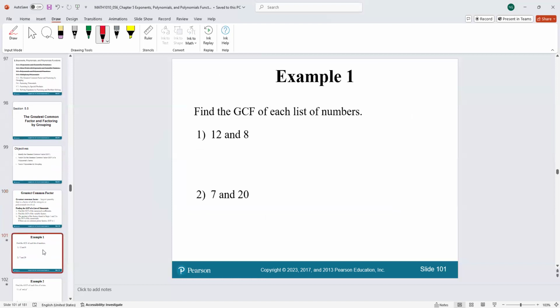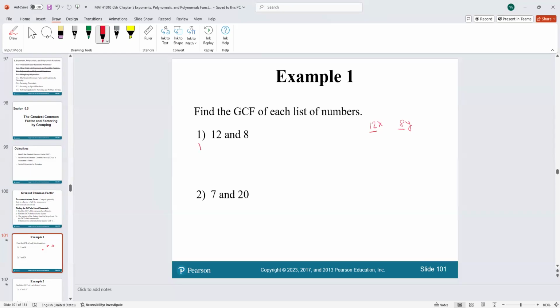For instance, if they ask you to find the GCF of each list of numbers, let's say you had 12x and 8y, with a variable. Look at the numbers. What is the common factor? You can do 3 times 4 gives you 12, 2 times 4 gives you 8. So 4 would be the common factor. But this is how you need to do it.